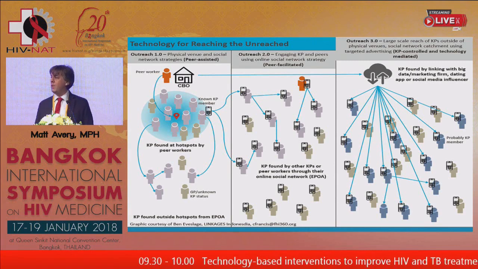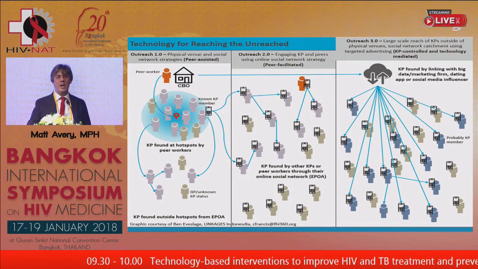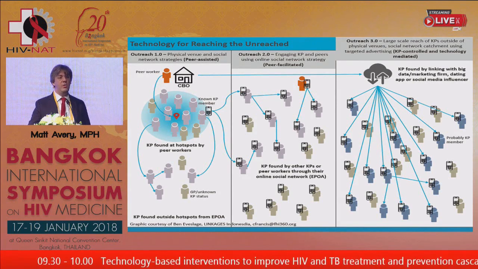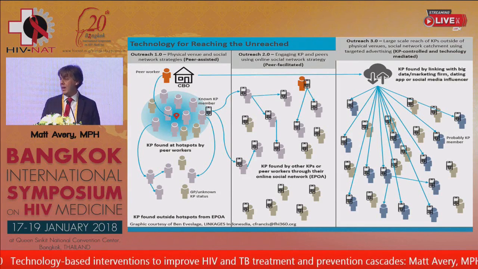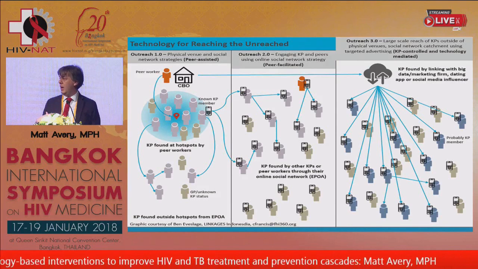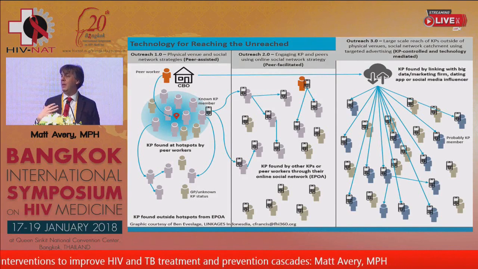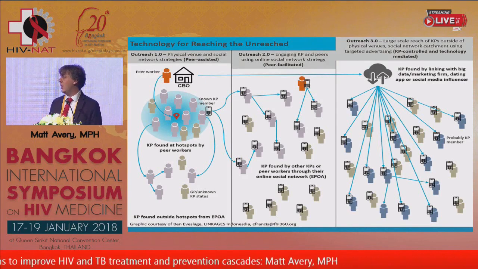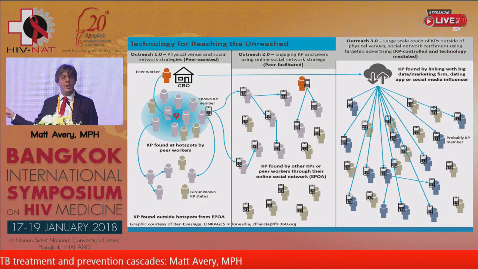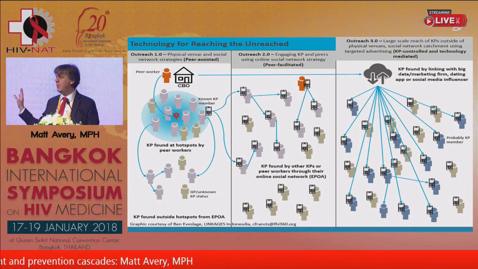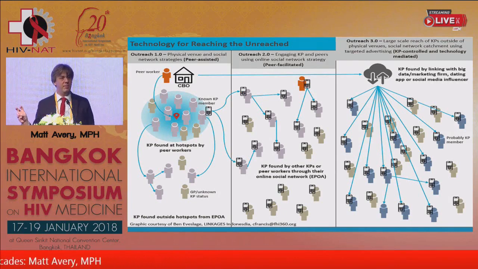And the idea of Outreach 3.0 is, as our technologies improve and our ability to use those technologies improve, and particularly as we have better data on the online habits and preferences and interests of our target populations, we don't need to reach them online. We can develop and provide tools to allow members of our target populations to reach themselves online.